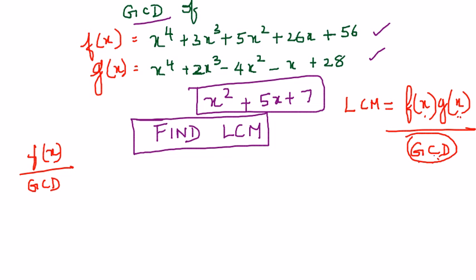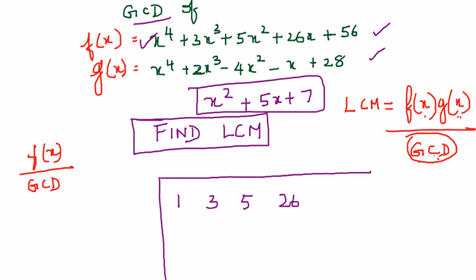What is f of x? Write the coefficients of everything here. This is f of x. I am writing the coefficients of the different terms here: 1, 3, 5, 26, 56. Now you have to divide it by the GCD. Take the terms of the GCD. It is 1, 5, 7. Write the coefficients of x squared, x and the constant: 1, 5, 7. Now, 1 into what will give me this 1 here? Obviously 1. 1 into 1 is going to give me 1.